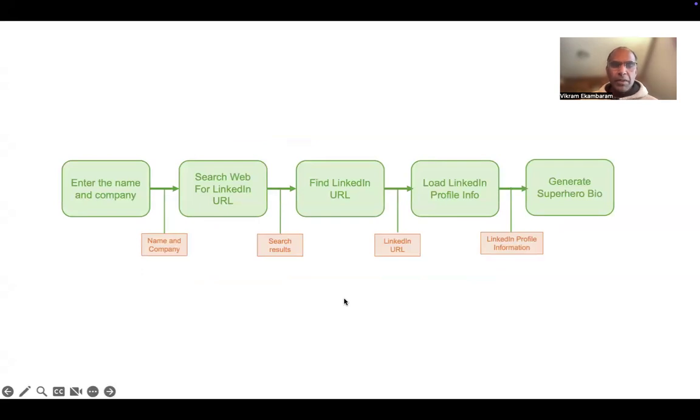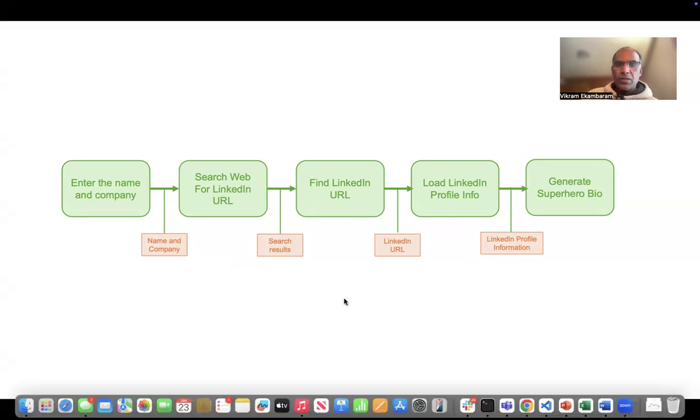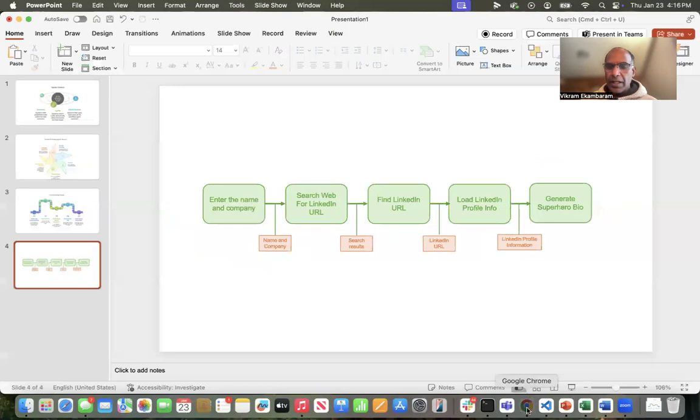And the example that I took was you give me the name of a person and the company they work for. And then that is passed on to a step in the process that goes and searches the web for their LinkedIn URL. Then it passes that search result to another step, which extracts the LinkedIn URL, which is then passed to another step, which loads the LinkedIn profile. And then that is passed to another step, which generates a superhero bio. And so that's what the agent actually looks like.